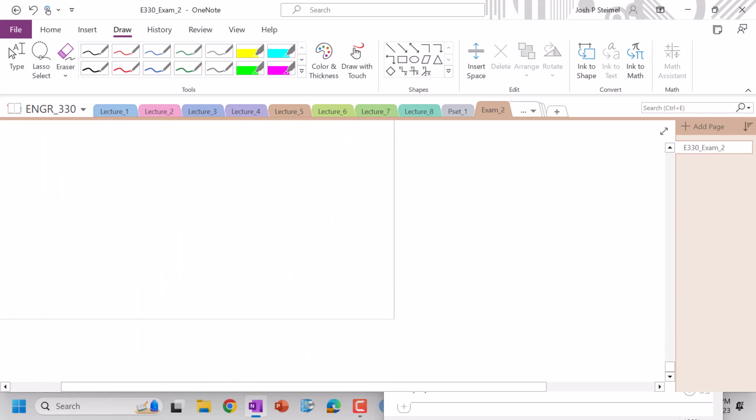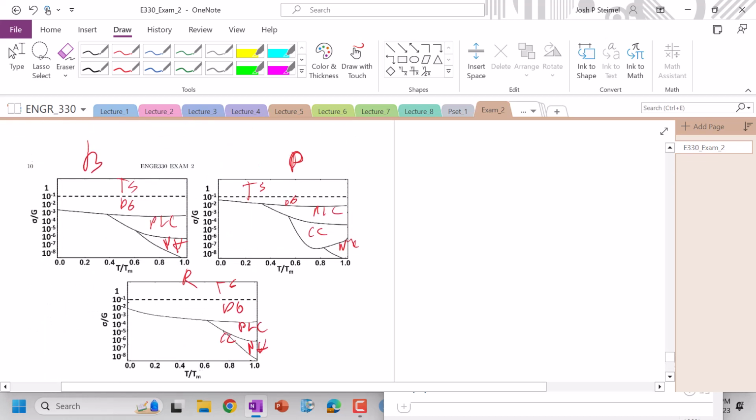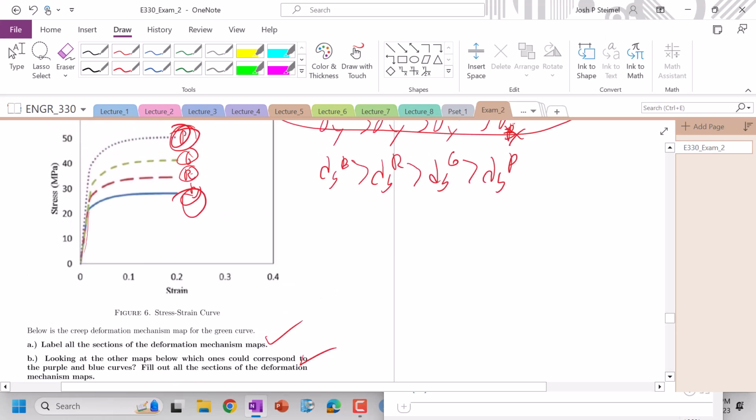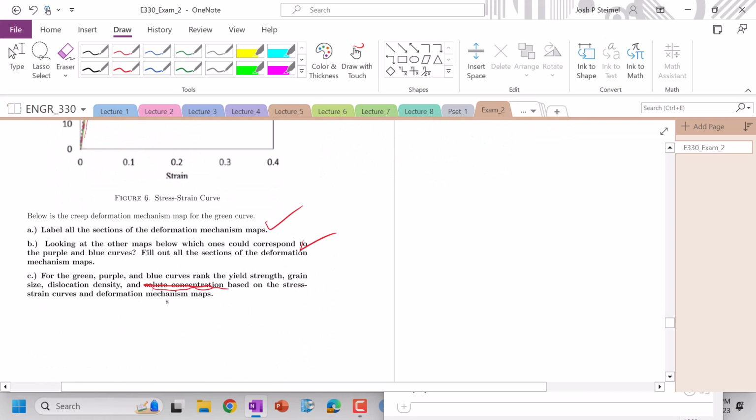Again, I feel like this exam is a little bit straightforward. And again, we can kind of explain why Coble creep is eventually outcompeted by Nabarro-Herring. It's just because we're moving along those grain boundaries. So, but anyways.